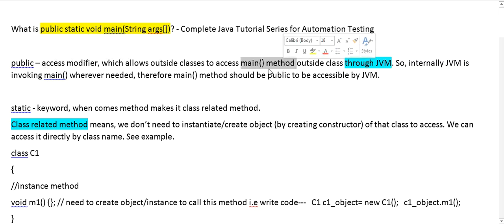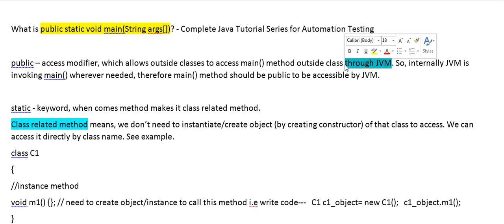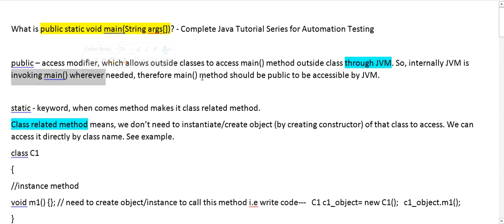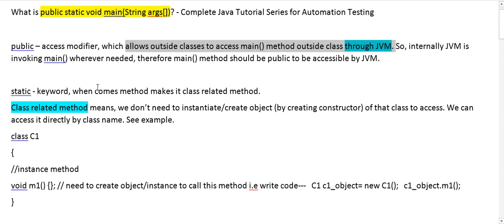Okay, so how will it access? It will access through the JVM. To access through the JVM, we have to declare it as public because it can be accessed by the outside classes. So internally, the JVM is invoking the main method. Therefore, the main method should be public to be accessible by the JVM. So outside classes access the main method through the JVM.